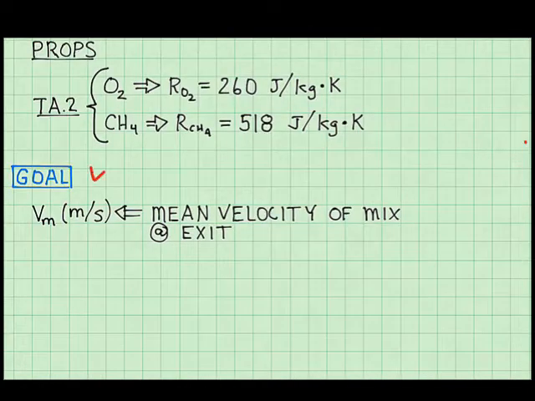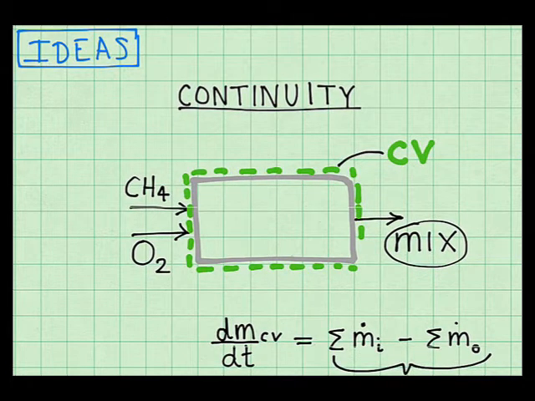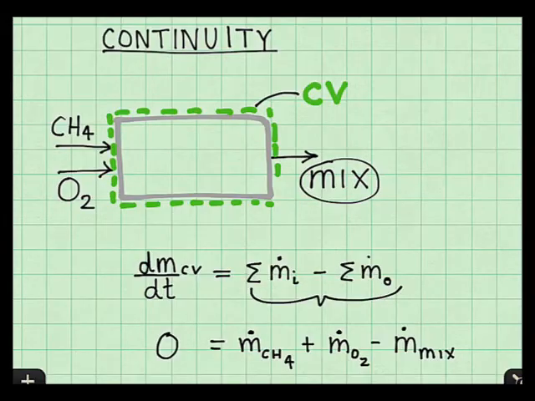The goal is the mean velocity at the exit of the mixing tank. To reach my goal, I selected the continuity equation. I sketched my control volume, and I wrote the general form of the continuity equation. The amount of mass in this region inside the control volume is constant with time. So the change in mass with respect to time in the control volume would be 0.